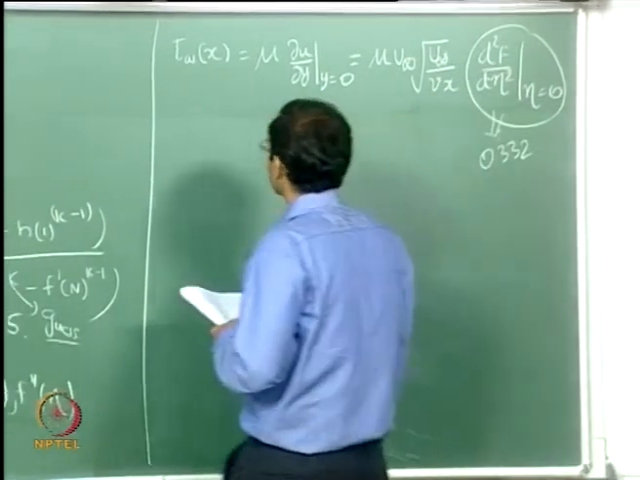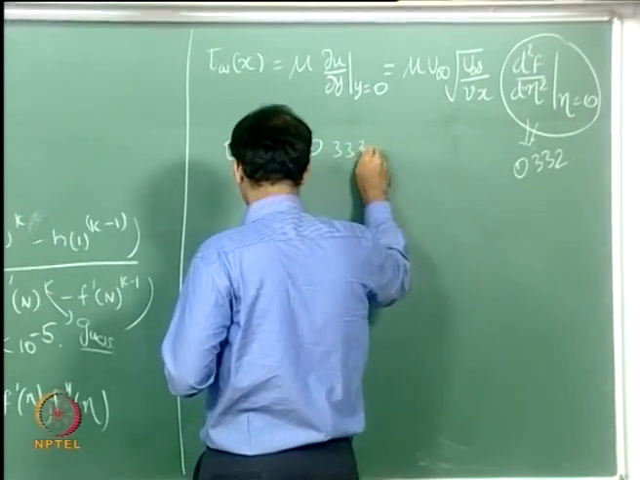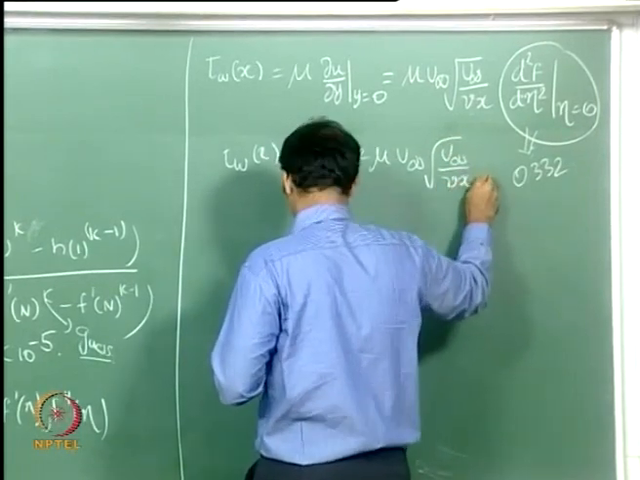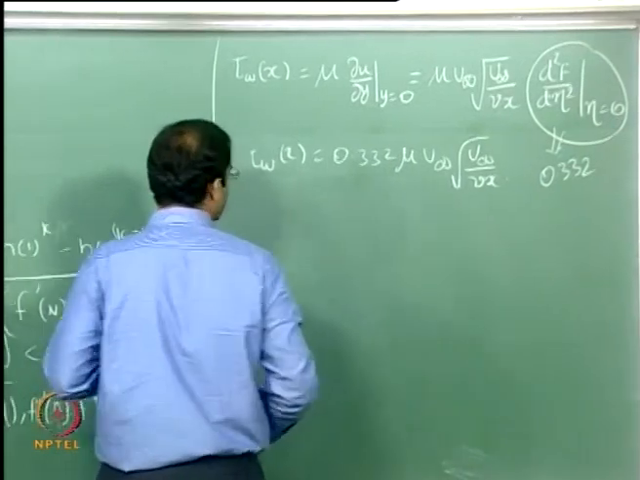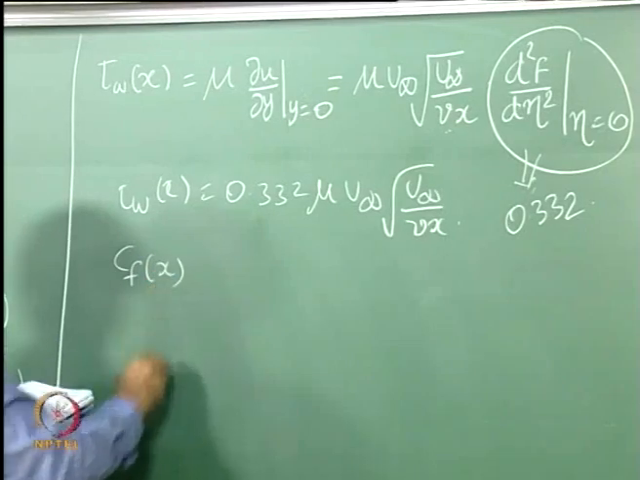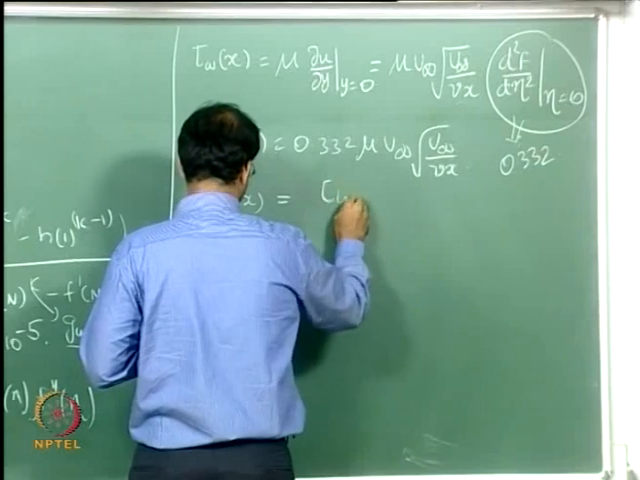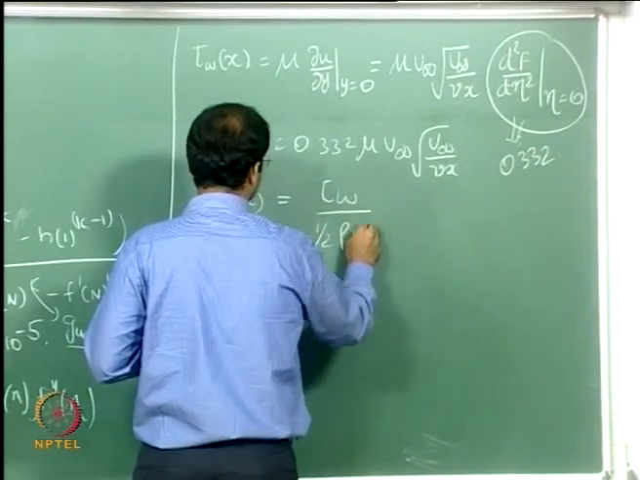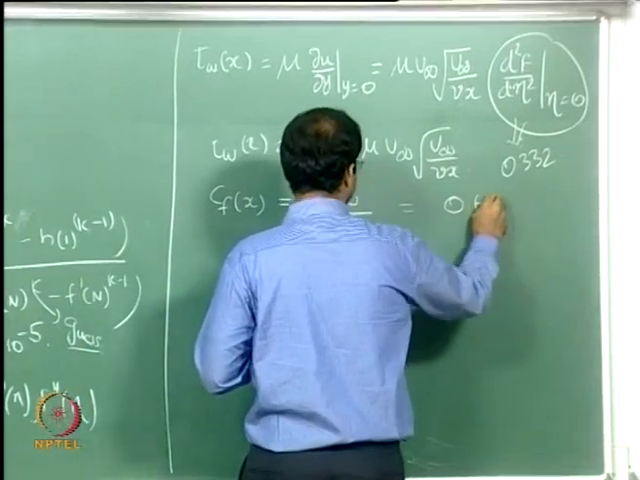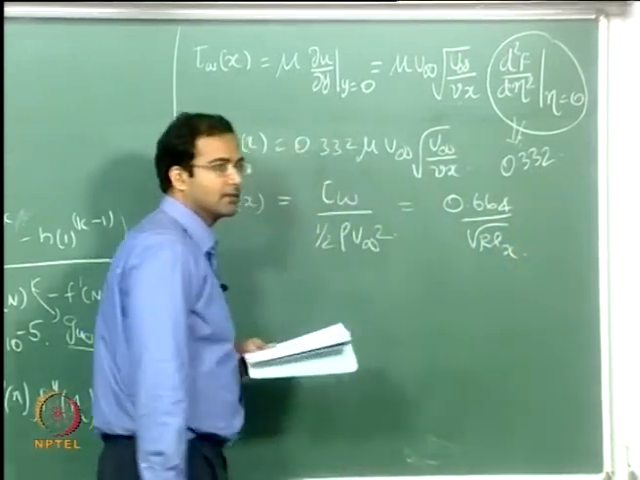Therefore your tau wall is given by this. From this you can also non-dimensionalize the shear stress through what is called the skin friction coefficient, which can also vary locally. This is written as tau wall by half rho u infinity square. If you plug in all the values, you will end up with a nice expression like this as a function of Reynolds number.